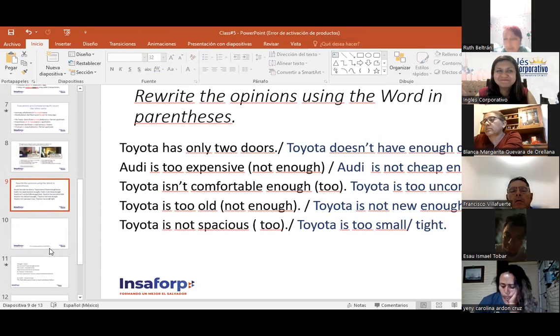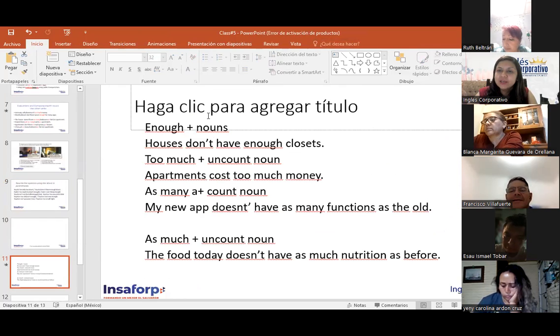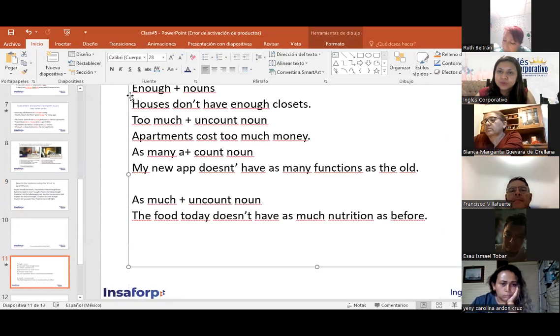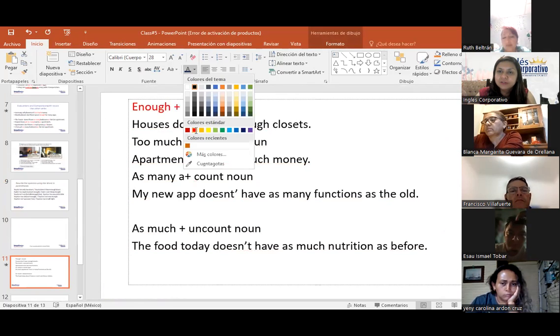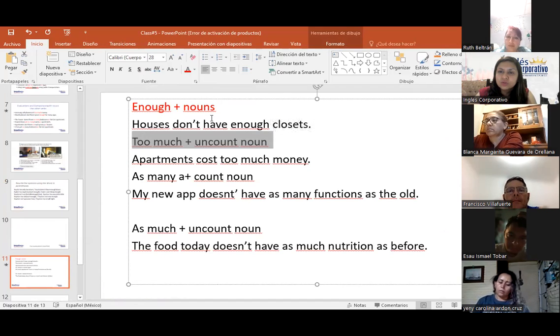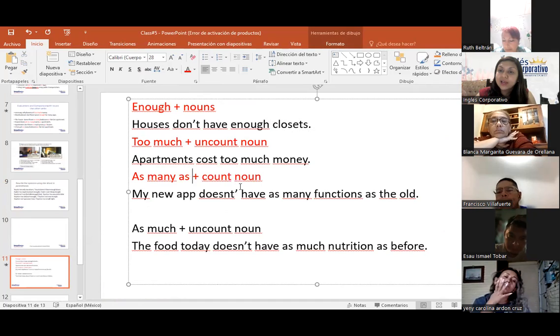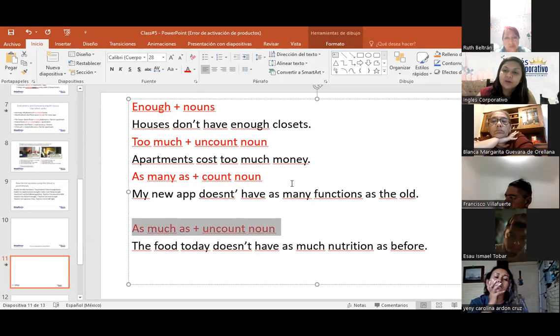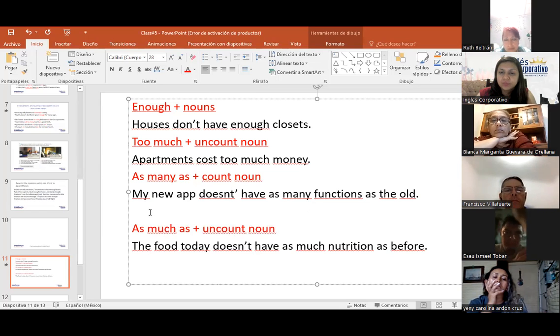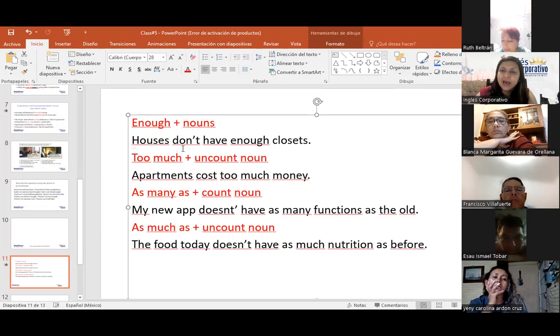We need more practice, right? Or more examples. Here we have more examples. We use enough plus nouns, a count or non count, but we use too much before a non count noun. We use as many as plus a count noun and as much as before a non count noun. We have to be careful with that. For example, houses don't have enough closets. Apartments cost too much money.